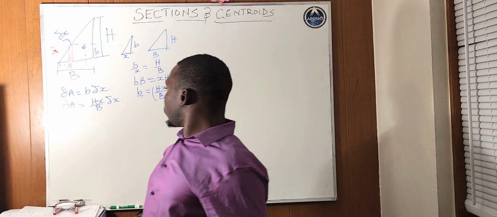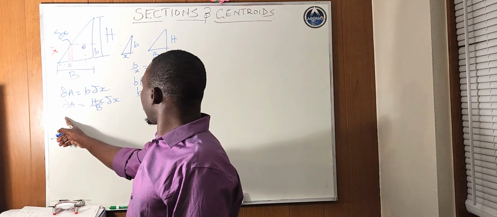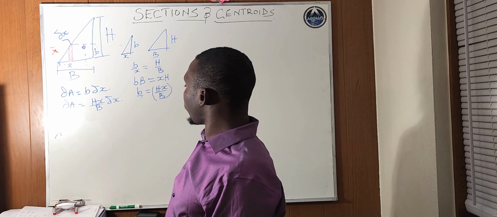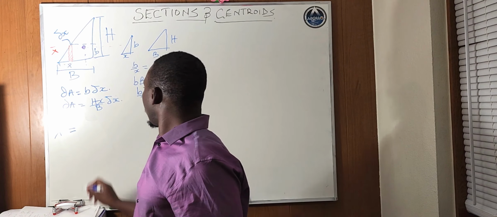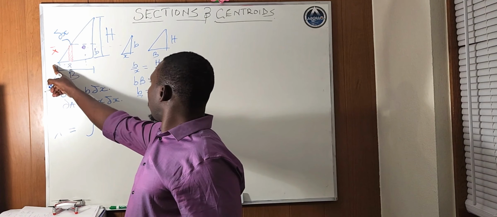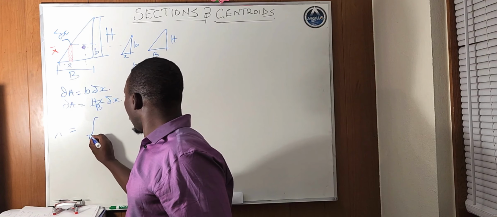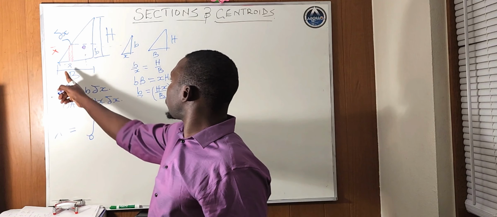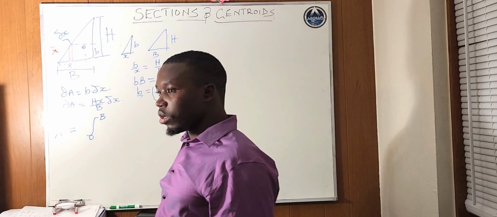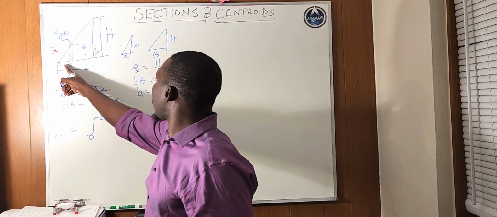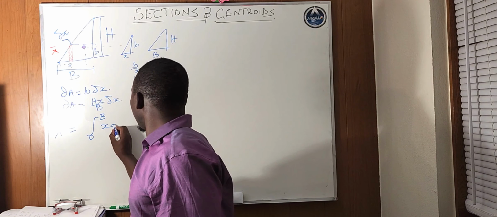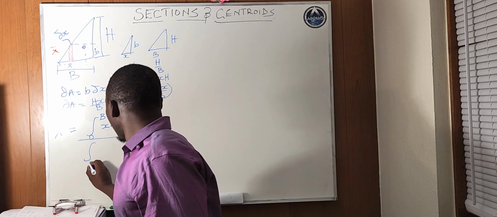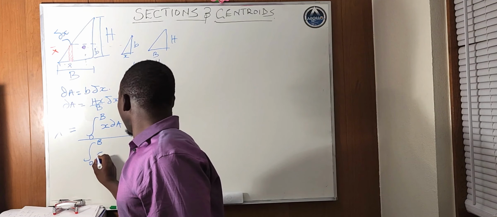The next thing we have to remind ourselves of, from first principles in moments of area, is that to find the x bar, we integrate along the x axis from zero to B of that strip of area times the distance we are moving to the centroid, so it's x times delta area, divided by the integral from zero to B of delta area.